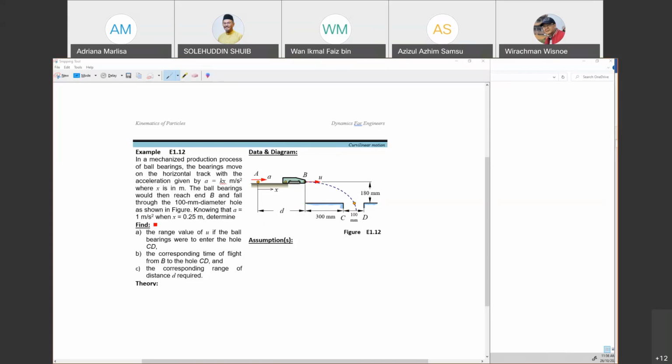Knowing that k is 1 meter per second square and x equal to 0.25 meter, you need to find the range of u if the ball bearing were to enter the hole CD. So to get the point lah. Kalau tak masuk, okay lah. Oh, dia ajar main game lah ni kan. And then the corresponding time from B to hole CD, what will be the flying time? Then what will be the corresponding range of D? Required.